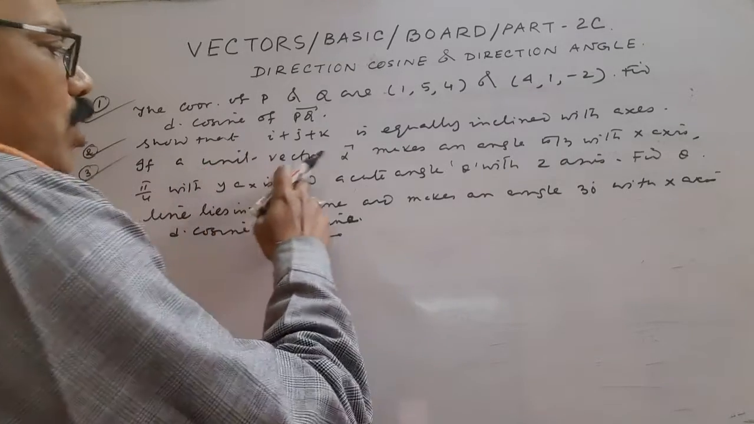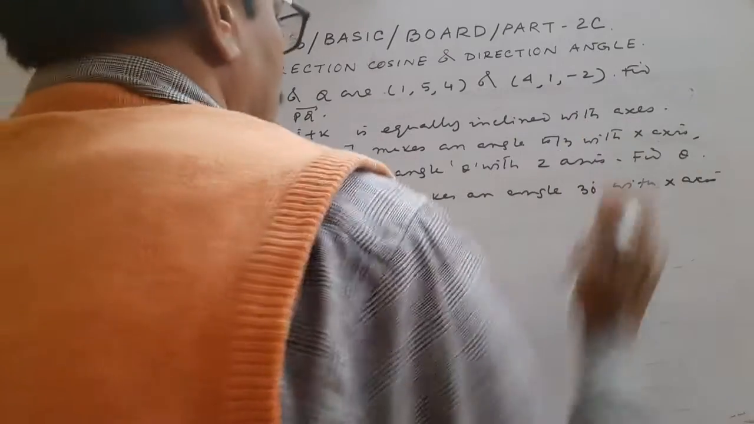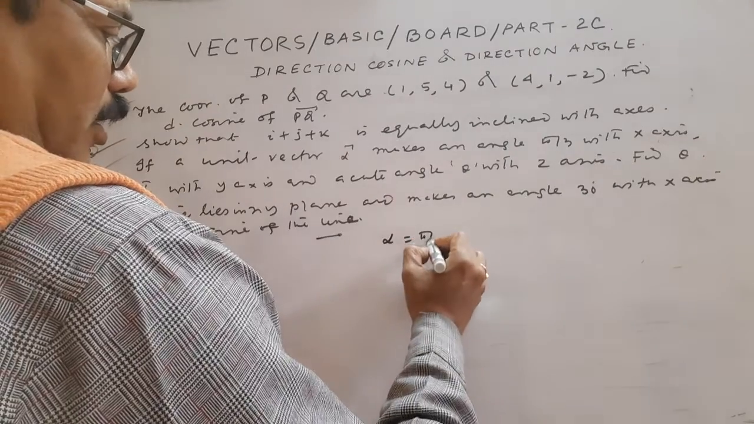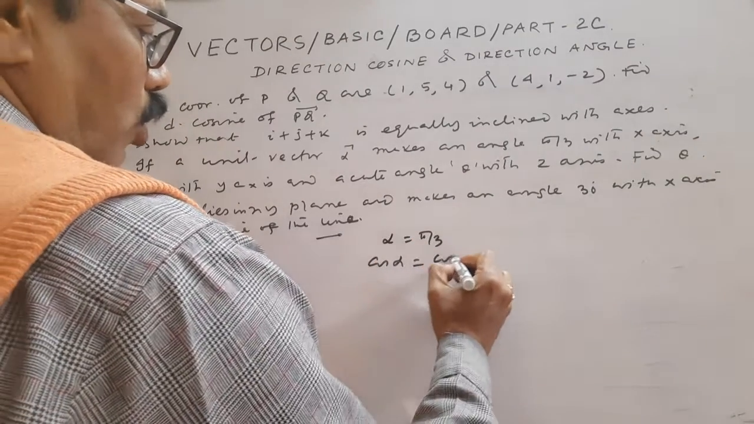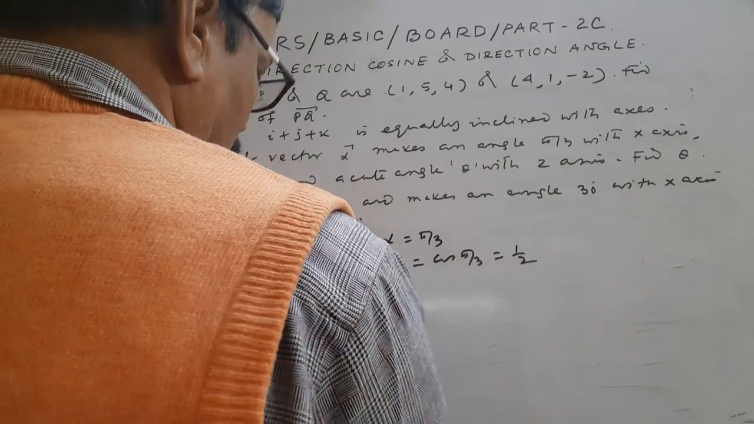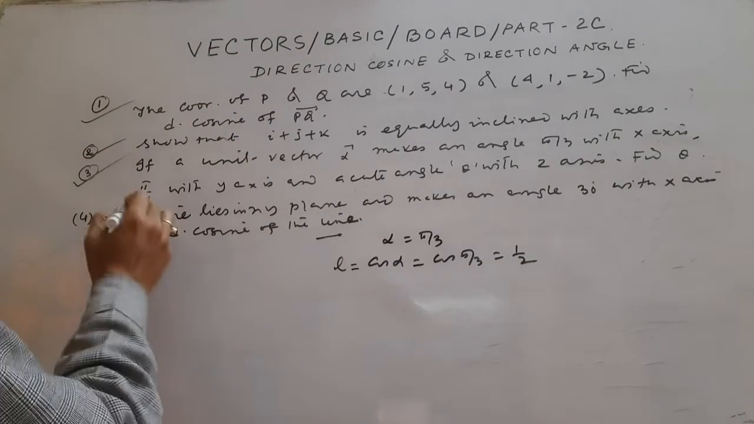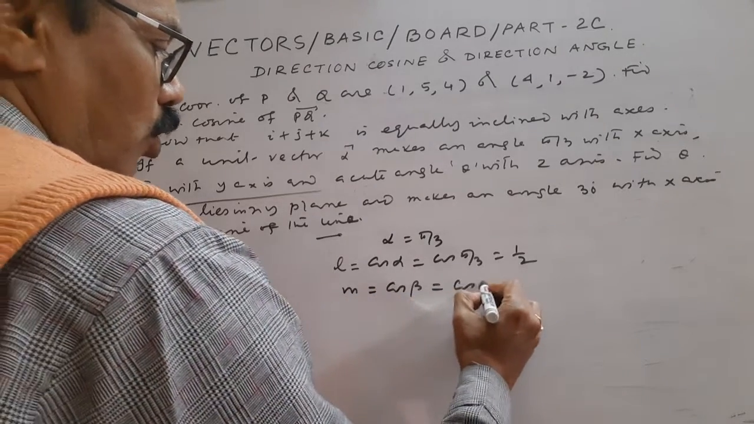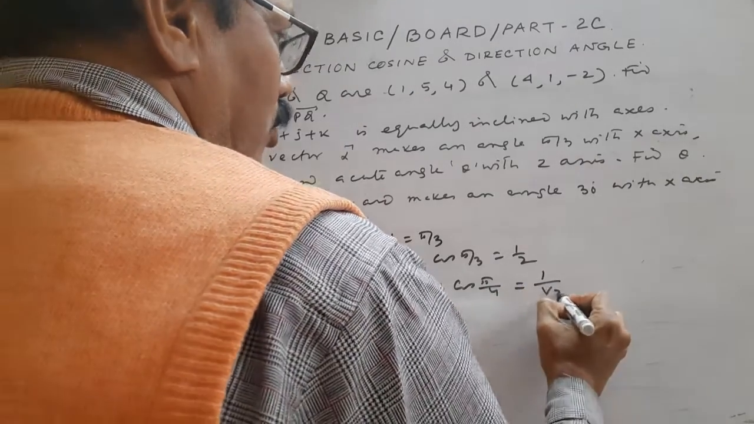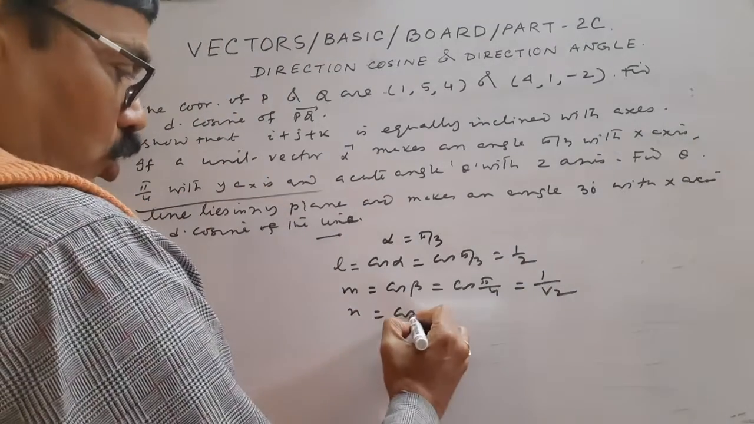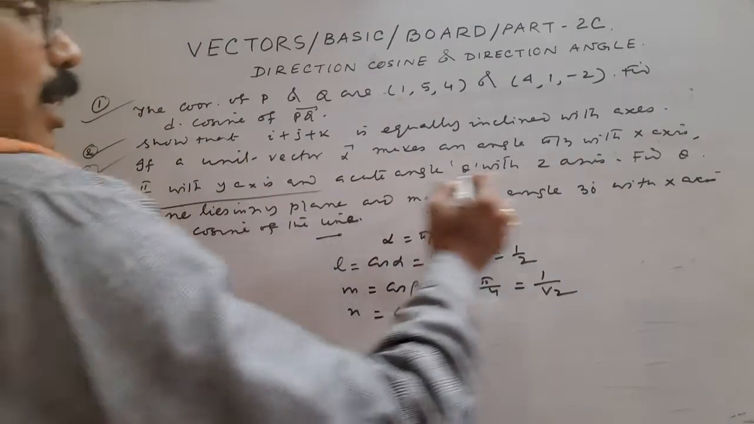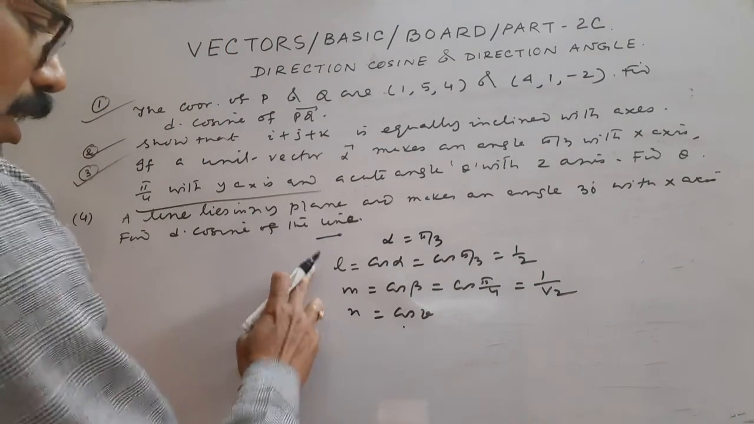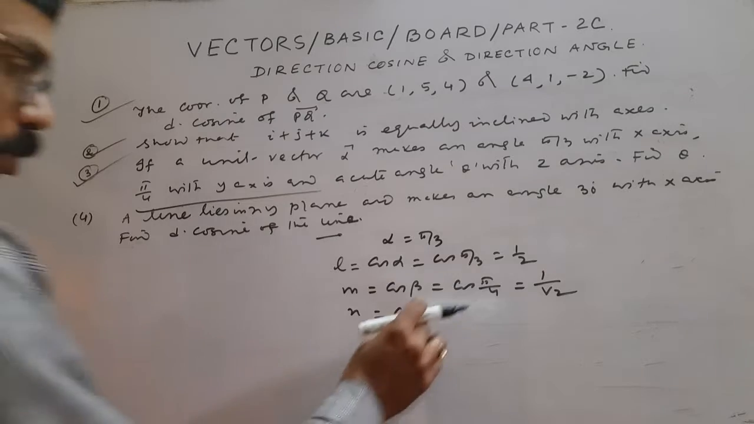A unit vector makes an angle pi by 3 with the x-axis. So alpha equals pi by 3. So what is cos alpha? Cos pi by 3 equals half, and this is l. Pi by 4 with the y-axis. So m equals cos beta, cos pi by 4, so 1 by root 2. And n equals cos theta, making an angle theta with the z-axis. So we are getting l, m, n. Now you have to find theta.